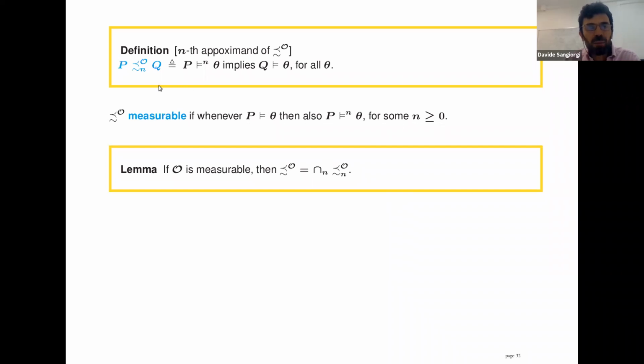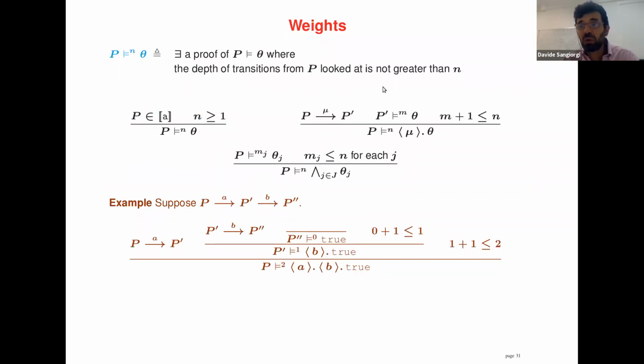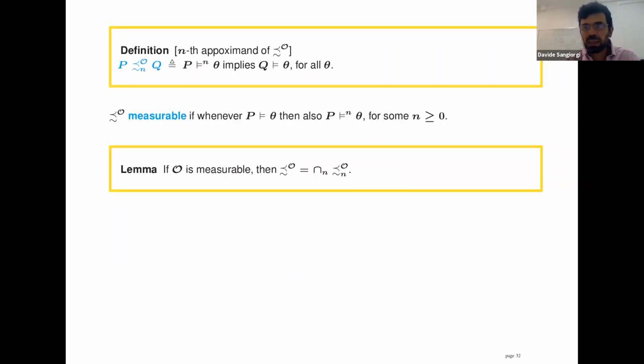Having introduced weights, then I have approximants. The nth approximant of the preorder is one in which P is below Q if whenever P has an observable theta at weight N, then Q also has that observable. Note that there is no N here. I could have it in a strong semantics, but for weak semantics, I cannot, and so I've done that for uniformity with the weak semantics. Also, of course, the notion of weight that I've introduced here, if I have a strong semantics, has to do with the level of nesting of the diamond operator. But again, in the weak semantics, this would not be the case.